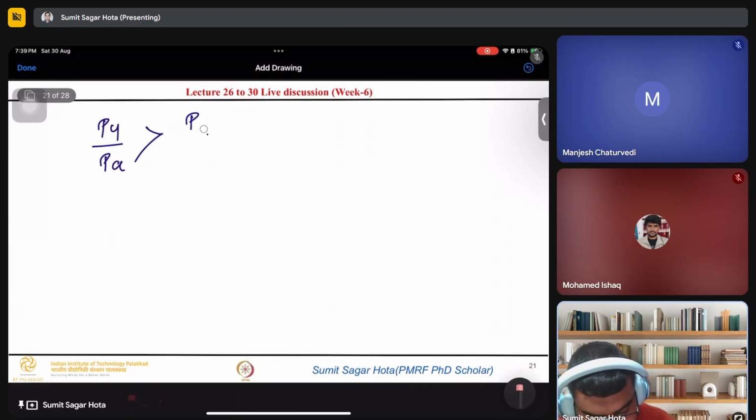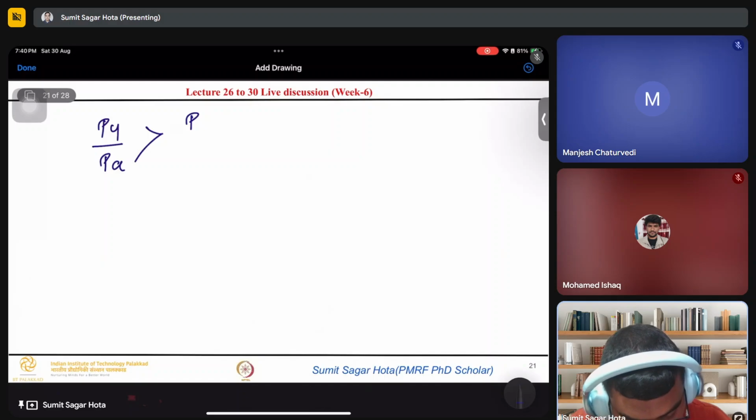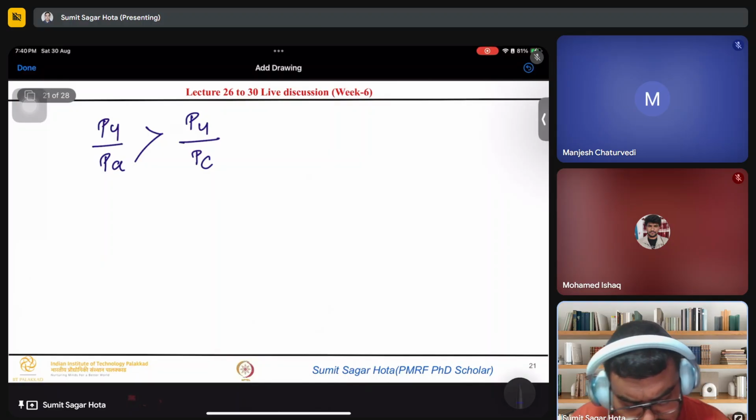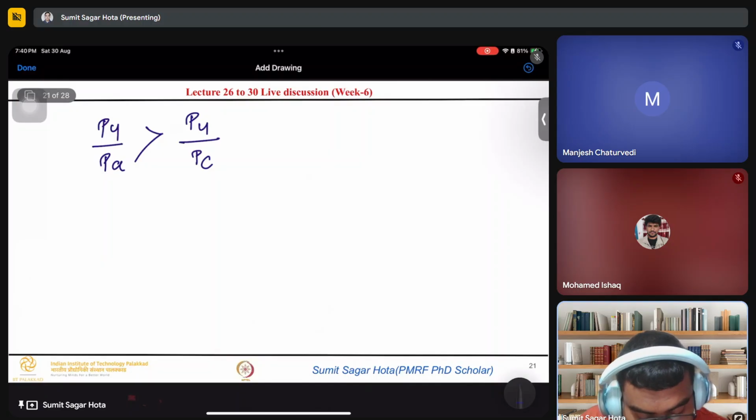So this can be asked as a simple 1 mark MCQ question, a theoretical question. The question is: for a turbojet engine operating at a high altitude of 10,000 meters, if the nozzle pressure ratio is higher than the critical pressure ratio, then the nozzle is dash.